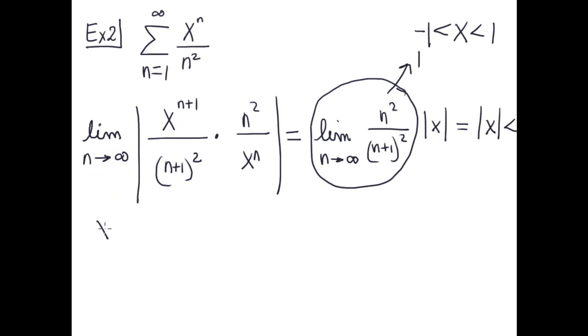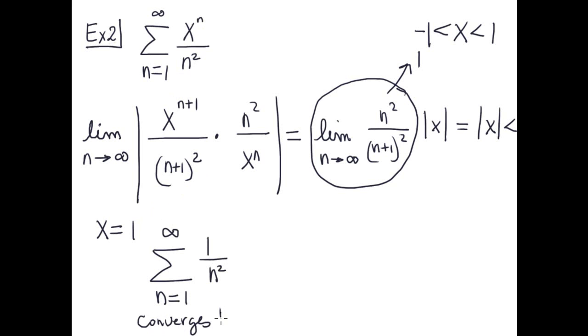For example, at x equal 1, my numerical series associated with this is 1 squared over n squared, which is 1 over n squared. This is obviously convergent by the p-test, because p is 2, which is greater than 1.